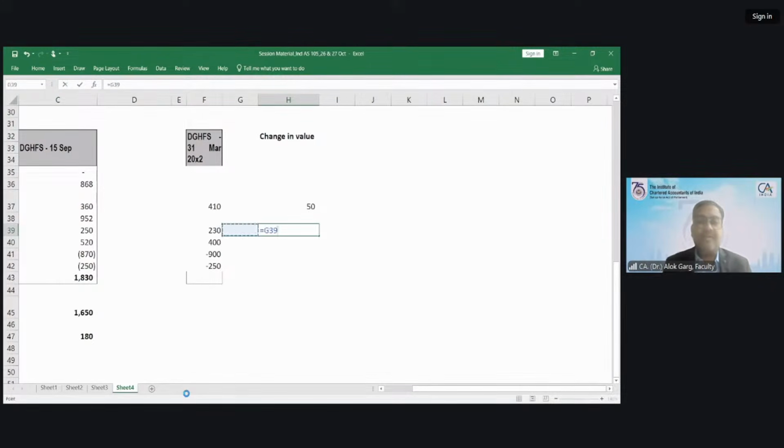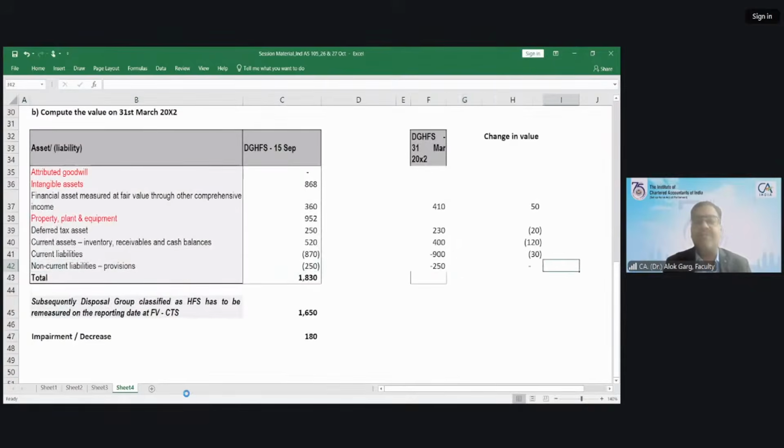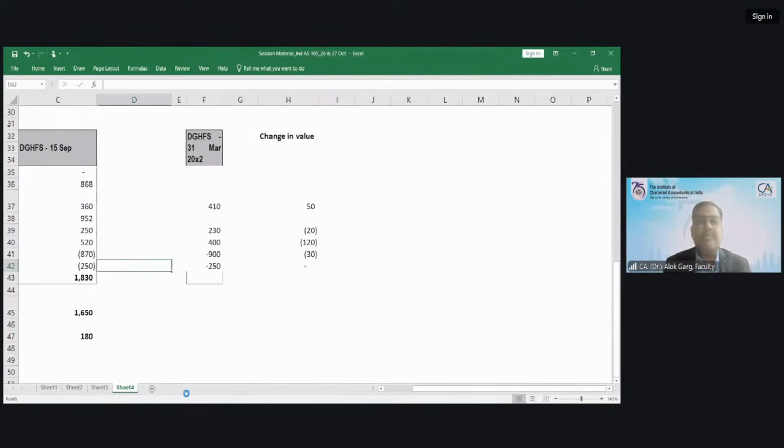Your deferred tax asset, the value has gone down, right? Your current asset, the value has gone down. Your liability value has gone up, right? Your non-current liability provisions, the value is the same. So what is the decline? The decline is 120, the change in value as per the respective standard is 120.